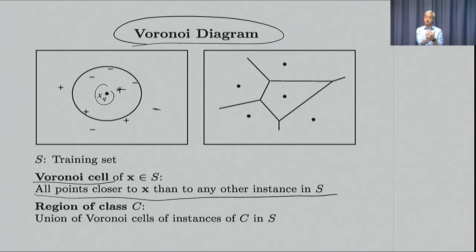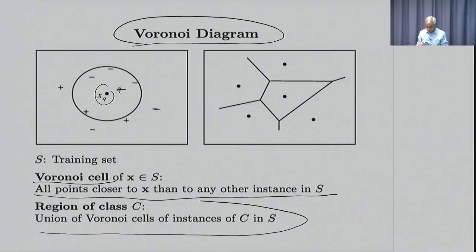Now here is what is important for us. You can see why this would be important for nearest neighbor, because the Voronoi cell of an example is the set of points that it is going to classify. If the query falls in my Voronoi cell, I determine the class of the query. So finally, what is the region of each class? It's the union of the Voronoi cells of its instances. So for example, let's say that this was positive, this was negative, negative, positive. What would be the region of the positive class here? It would be this region.